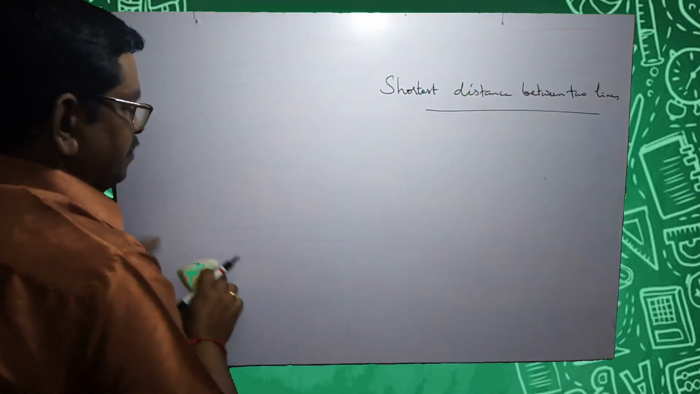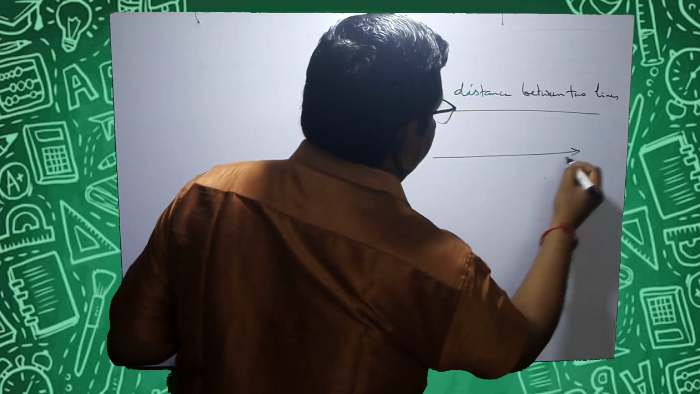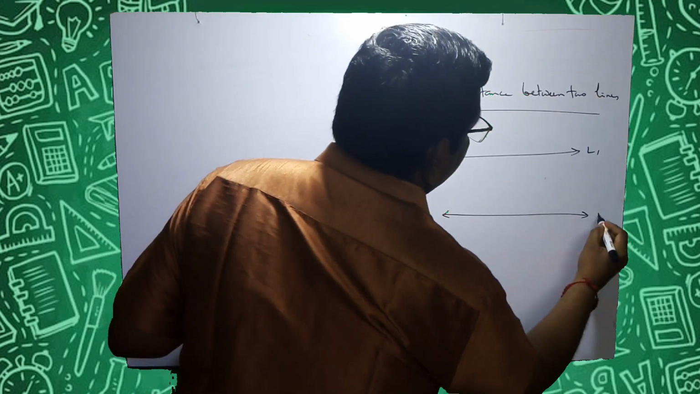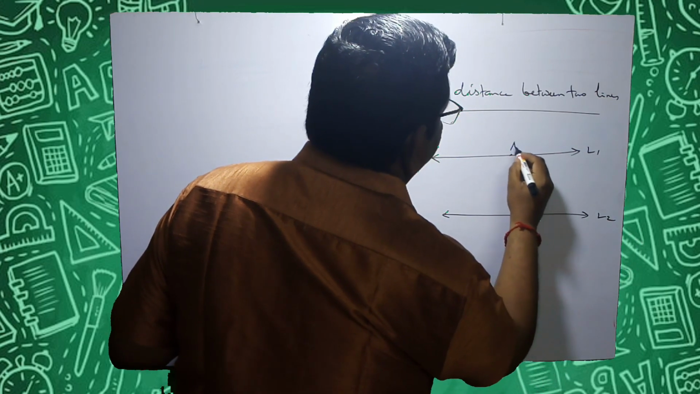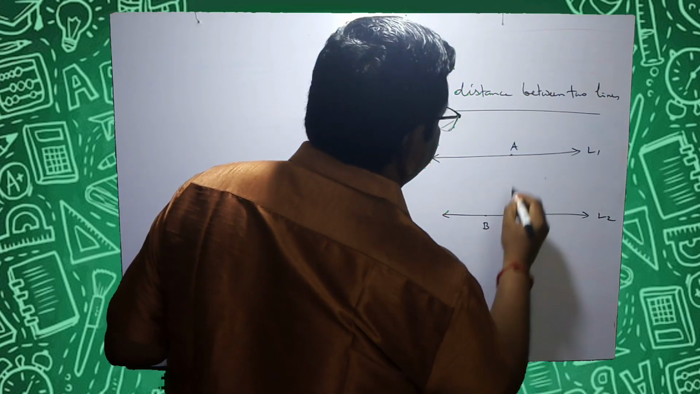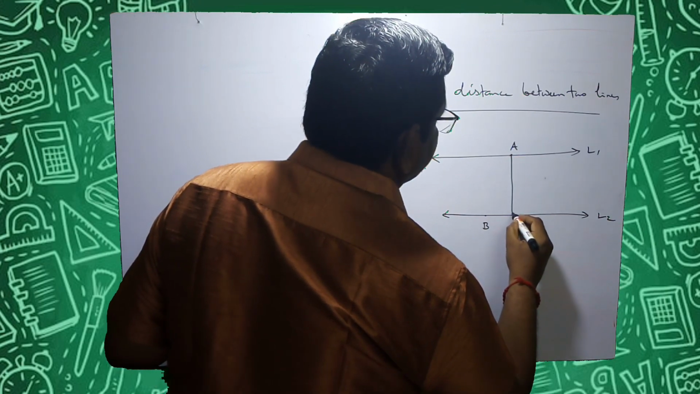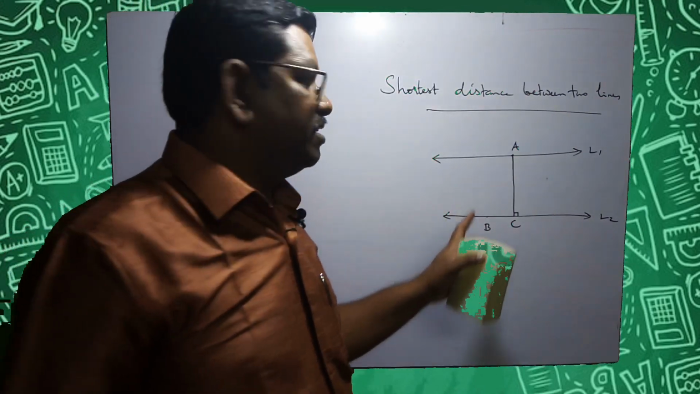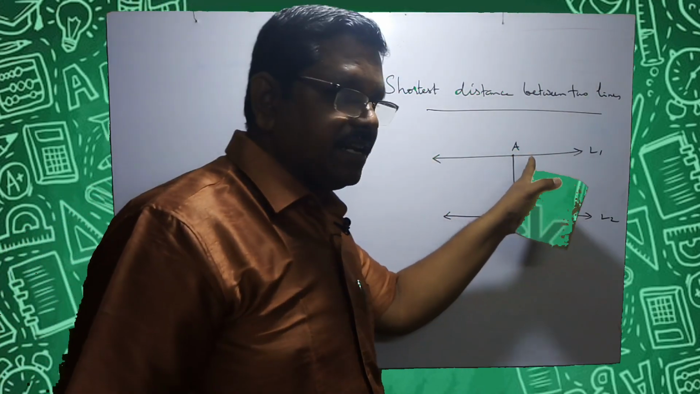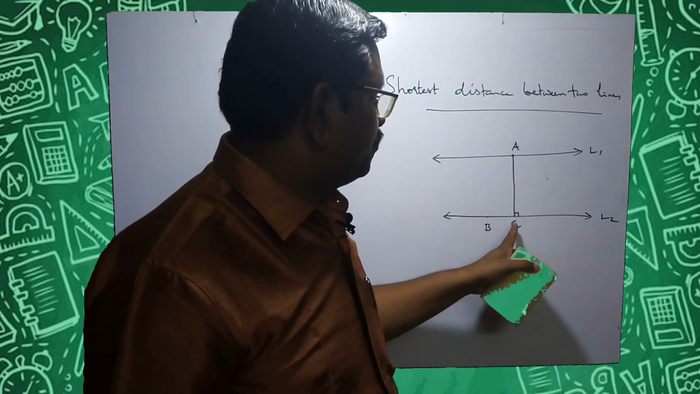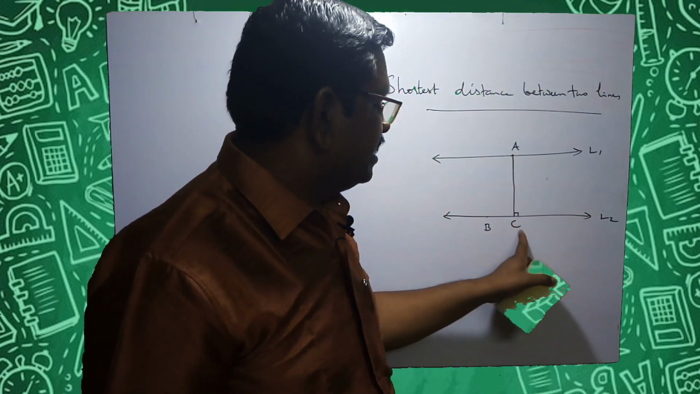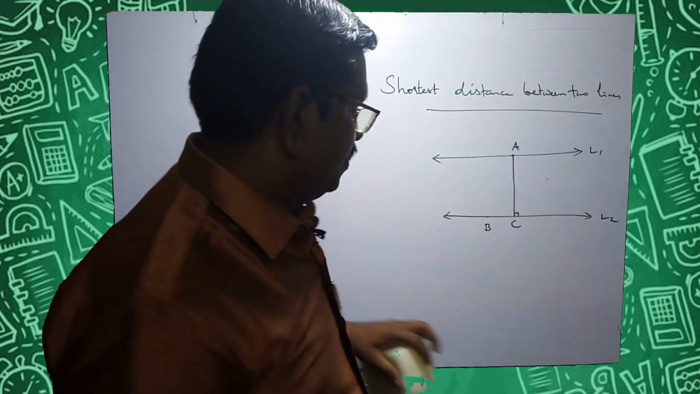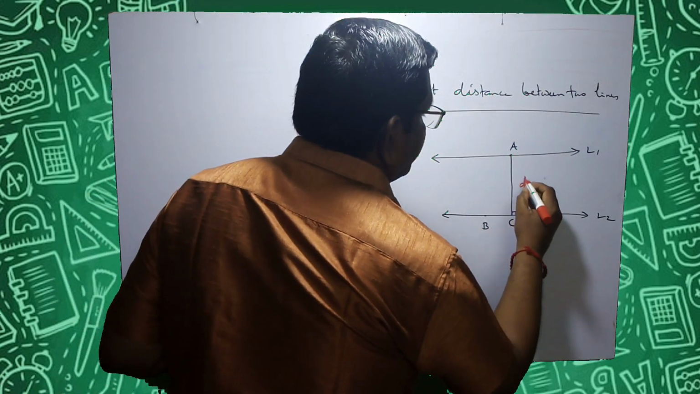If the lines are parallel, suppose this is one straight line L1 and this is another straight line L2. These two are parallel. One is passing through the point A, the other through the point B. When we are drawing the shortest distance, remember the shortest distance is the perpendicular distance from the point on the straight line L1 to the foot of the perpendicular, that is C, the foot of the perpendicular on L2. So we can take this as small d.